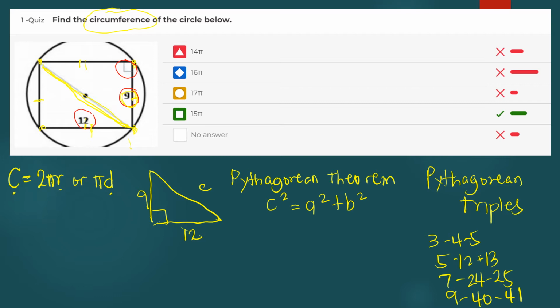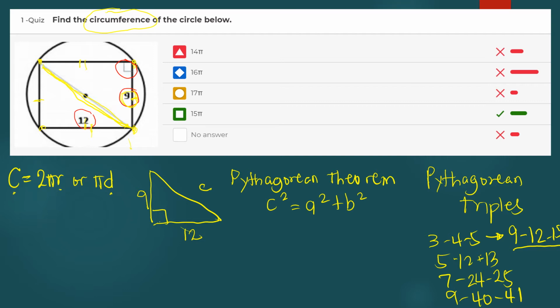When we say multiples, for example, you have 3, 4, 5. Here, 3, 4, and 5. If we multiply 3, 4, and 5 by the same number, let's say we multiply all of this by 3, you will have 9, 12, and 15. So 9, 12, and 15 here are also Pythagorean triples. So what have you observed here? 9, 12, 15, there. So we have the third side, which is 15.